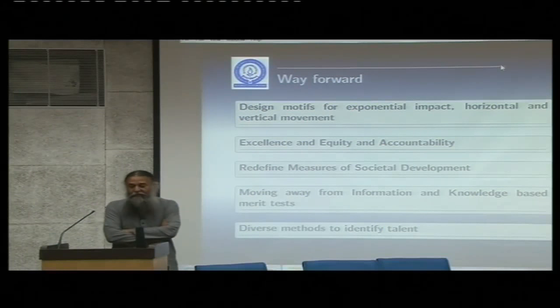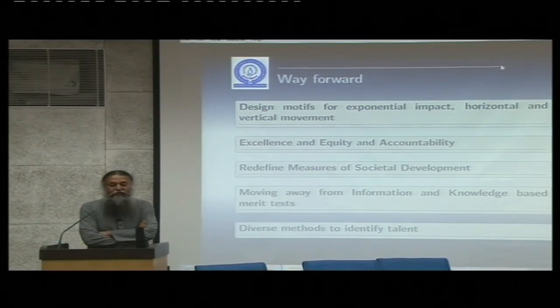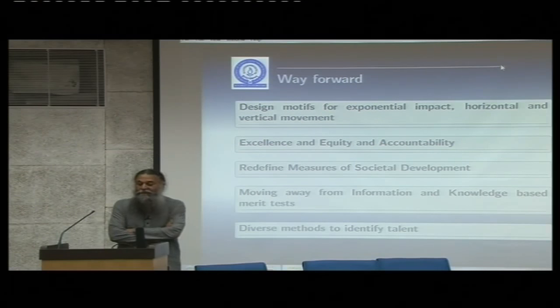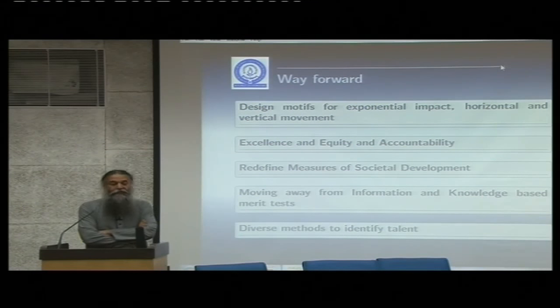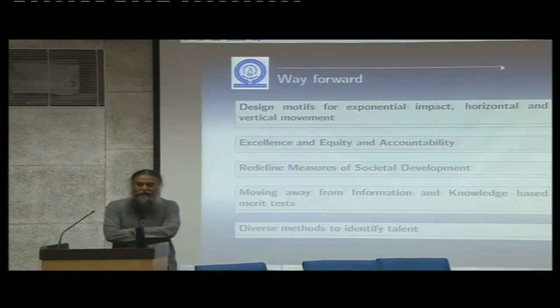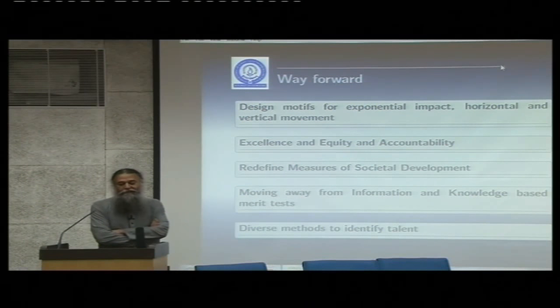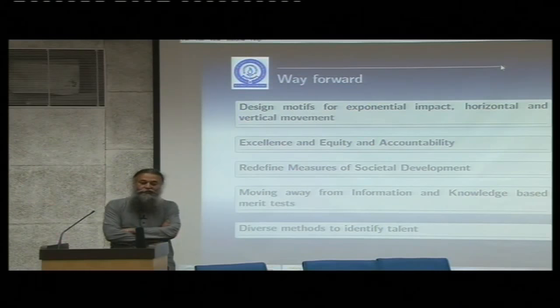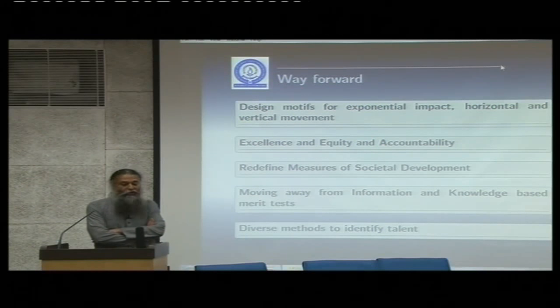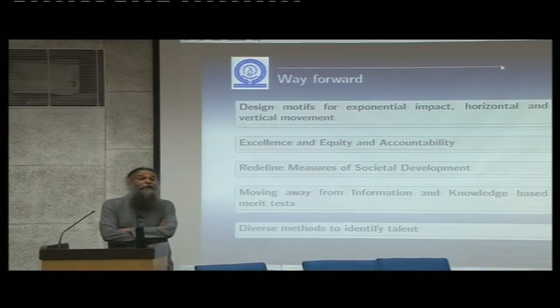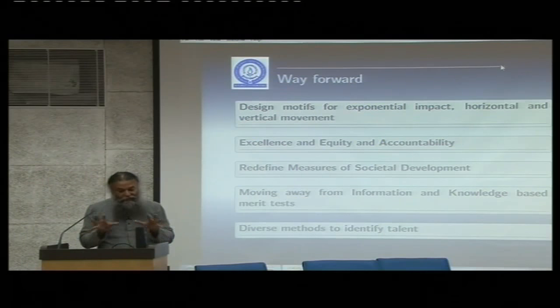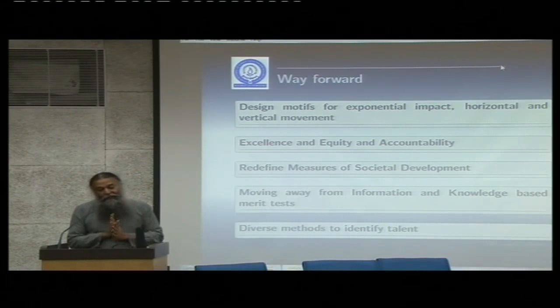So, the way forward, I think, is that we must design motifs for exponential impact. And horizontal and vertical movement has to be built in, which means these institutions must connect with universities, colleges, all institutions around as a matter of policy, not as a matter that, oh, we are very magnanimous and we will have some college teachers come and attend some lectures here and we are doing a favor to them. It is not like that. It should be as per design.